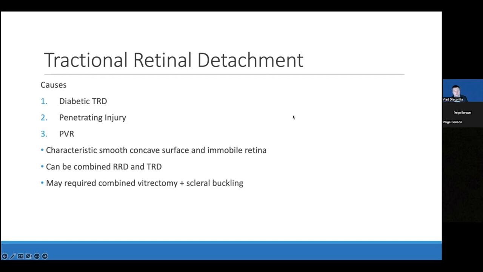Okay. So tractional RD is a special type of detachment. And diabetes is the most common cause, but probably the second, and I didn't put these in correct order, but the second cause is PVR. And that's something called proliferative vitreoretinopathy. That's actually when you get scar tissue developed on, in, and under the retina after a retinal detachment surgery.